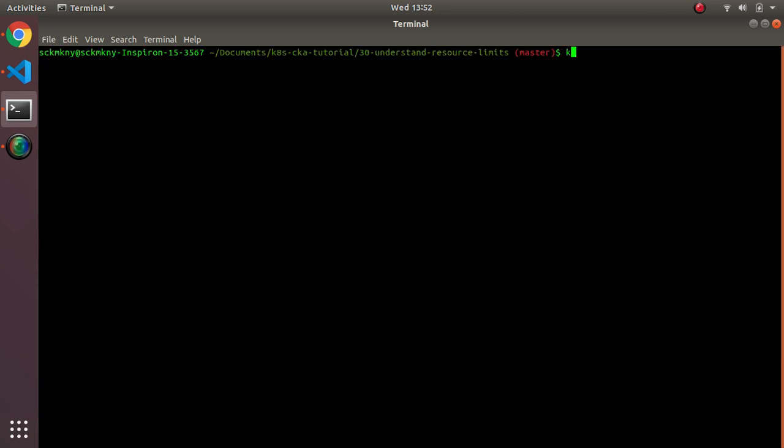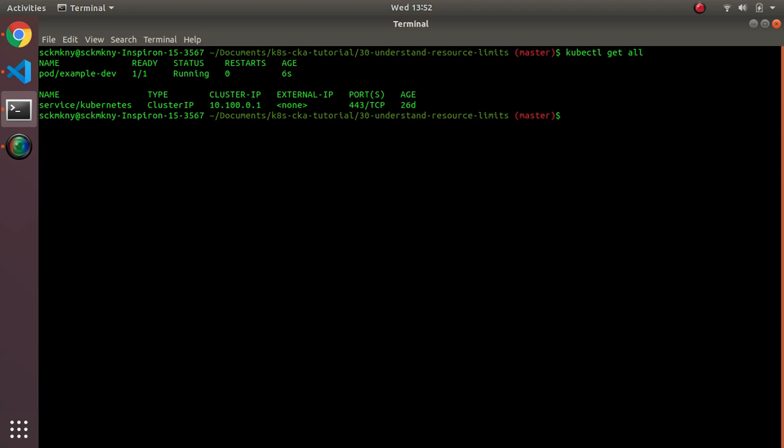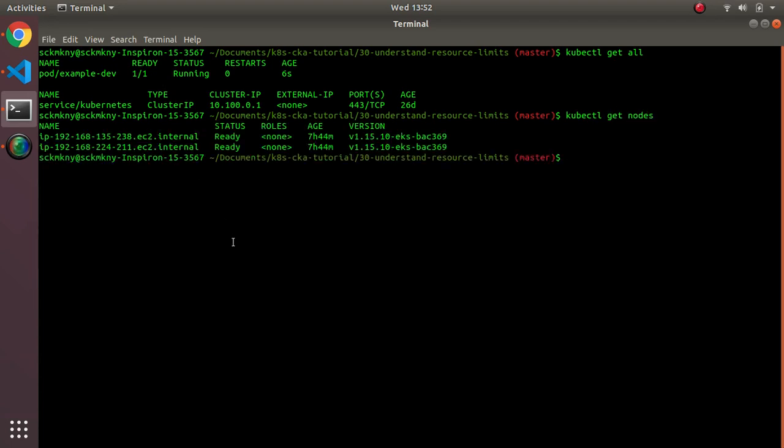Okay, so deployed, kubectl get all. Okay, I see it's running, right? And if I do kubectl get nodes, let's see if I can see where it got. Oh, now what did I do wrong? Oh, describe nodes.